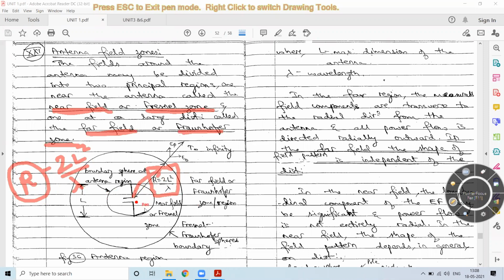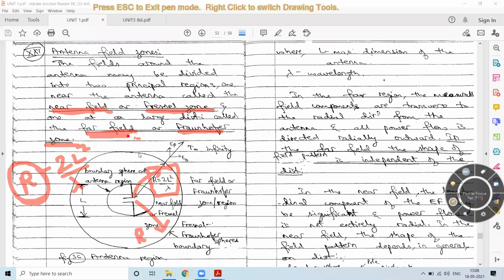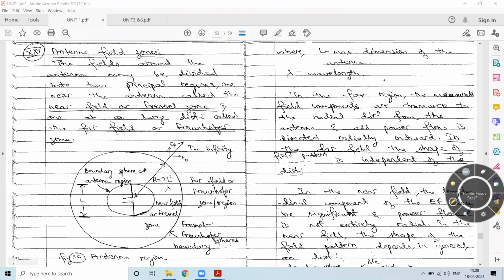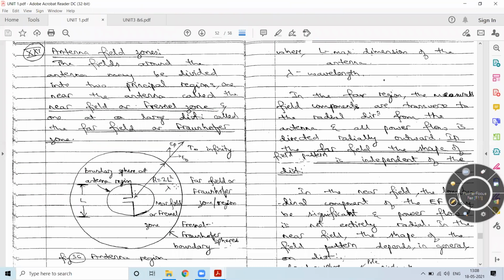So suppose if I consider here, and the R value is somewhere here. So around this one, I try to measure all the values. In order to identify whether this value falls within the near field or falls in the far field, the information is obtained with this parameter, that is 2 times L square divided by lambda.